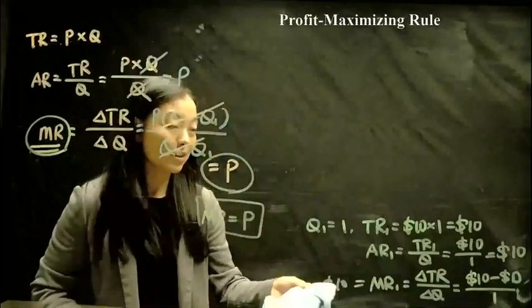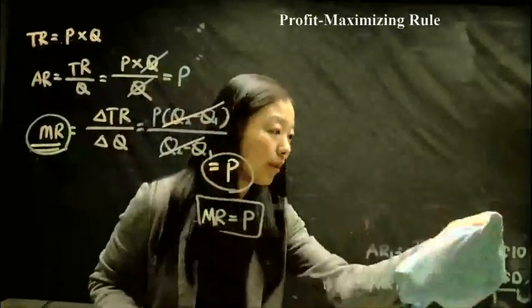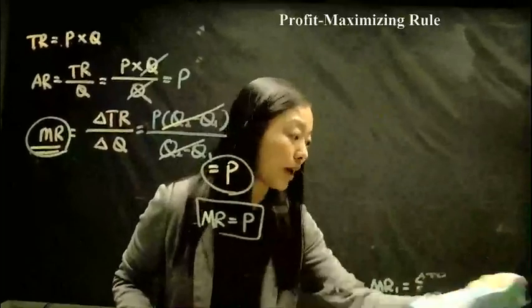Now let's see the profit maximization rule. How firms will make their output decision to maximize their profit.